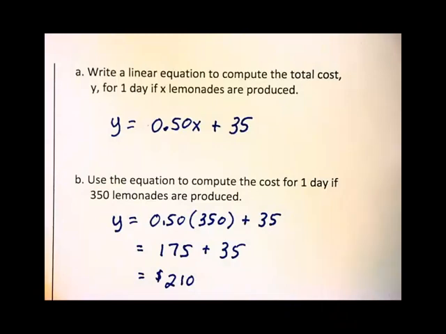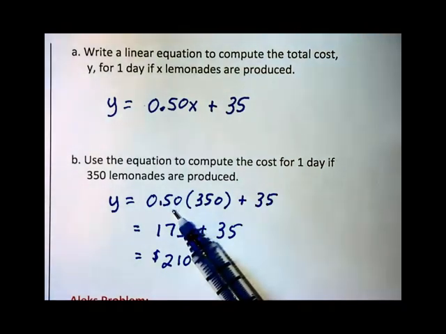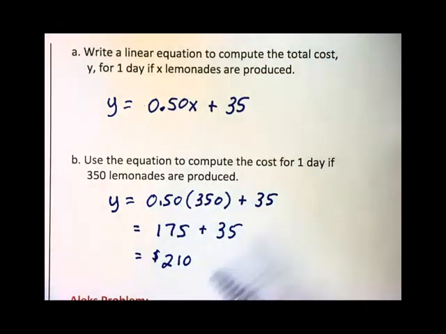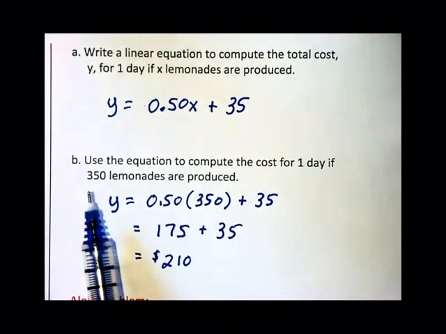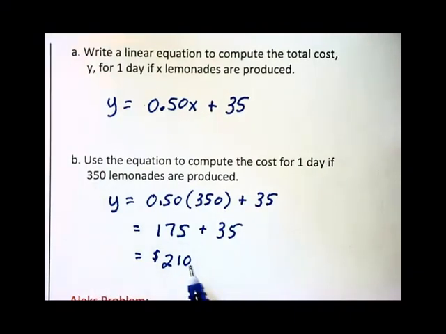Now, pay close attention. That is not how much money they're making. That's the cost. It costs them 50 cents for each beverage. They're going to be spending $210. That is not the profit. The profit will be found by taking how much they sell it for times the 350, then subtracting the cost for the day.